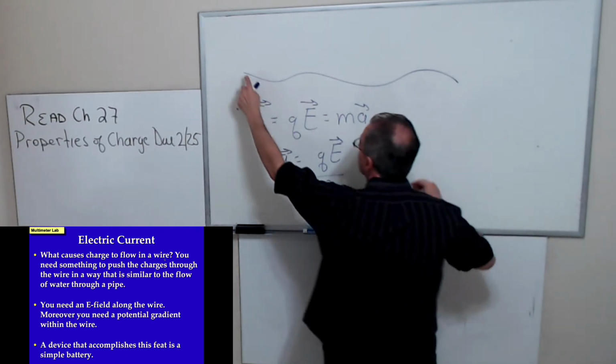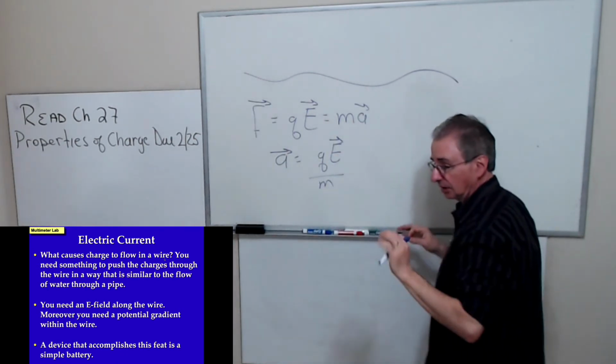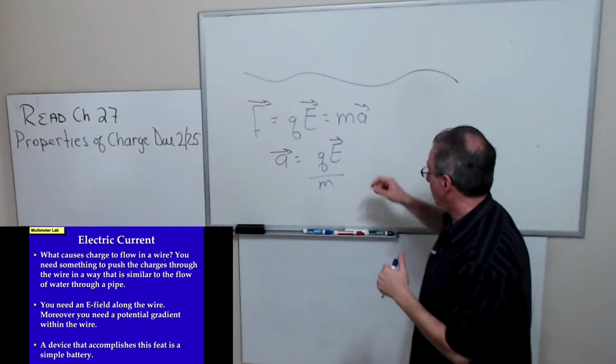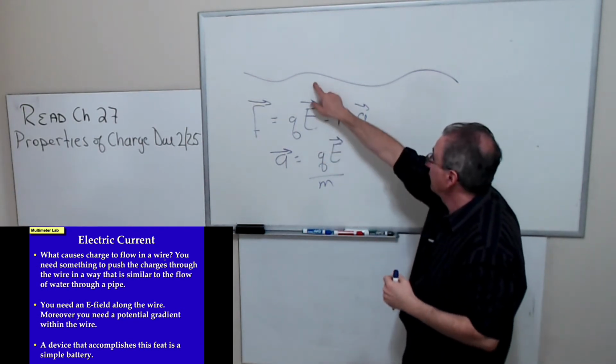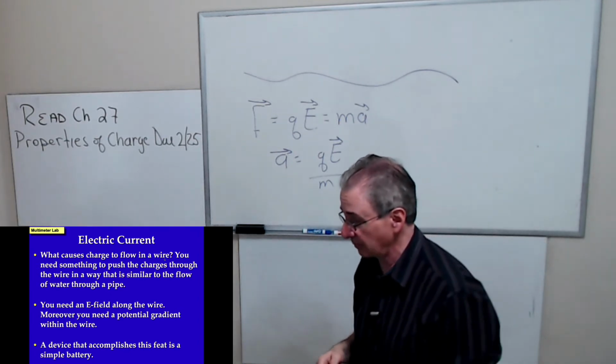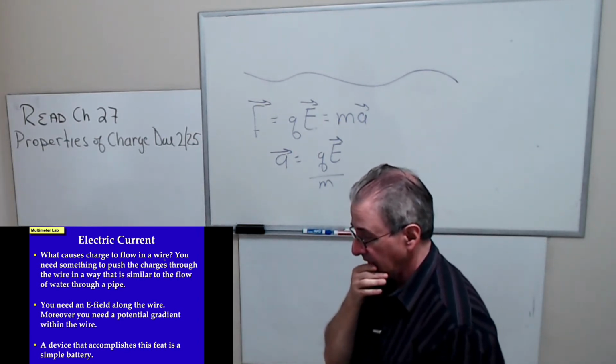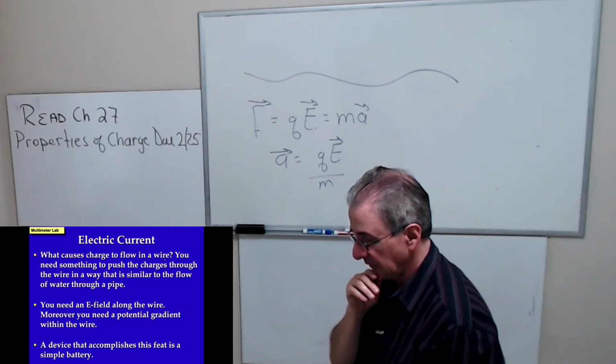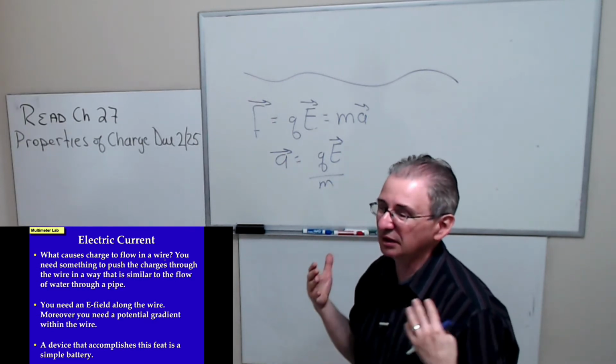So I have to connect the two ends of the wire to something to make the electrons flow. I need something to produce an electric field inside the wire. And a device that does that is a battery, or a power supply. I'm going to focus on the battery.